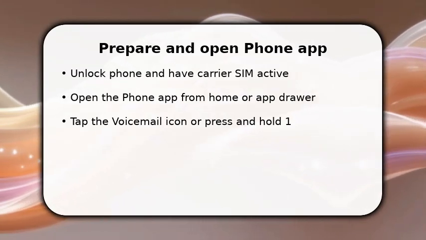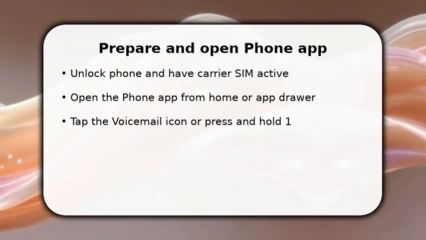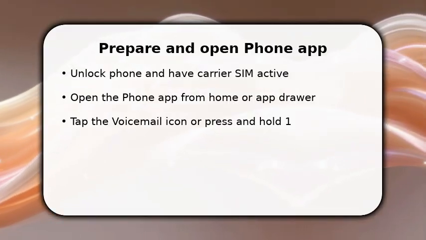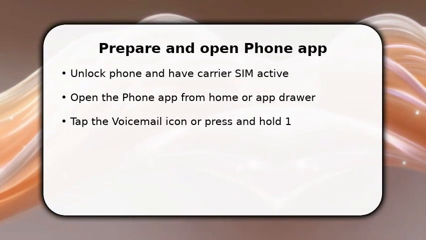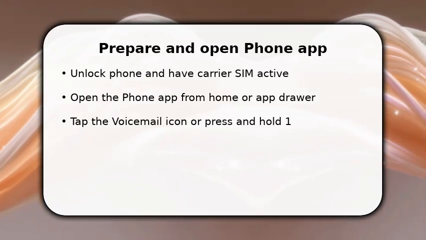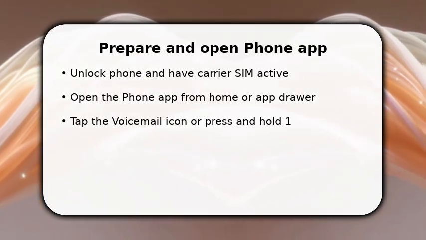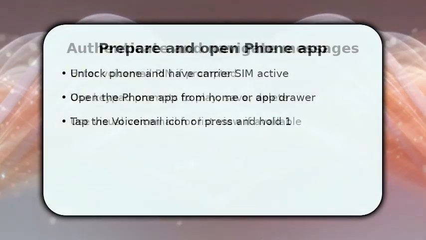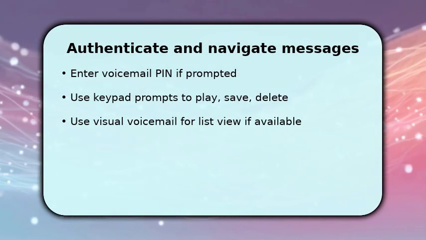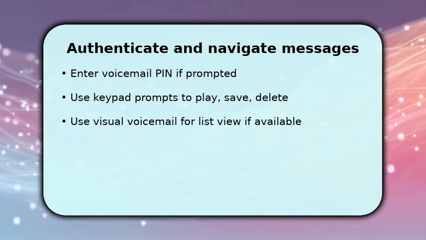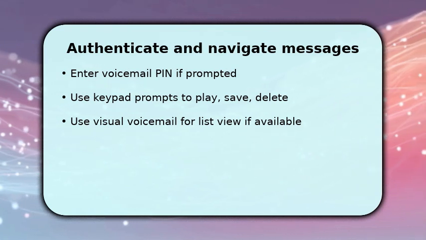Once the app is open, look for the voicemail icon at the bottom or simply press and hold the one key to dial your voicemail number. This directly connects you to the carrier voicemail system so you can access messages. When connected, you may need to enter your voicemail PIN. This secures access and prevents unauthorized listening.